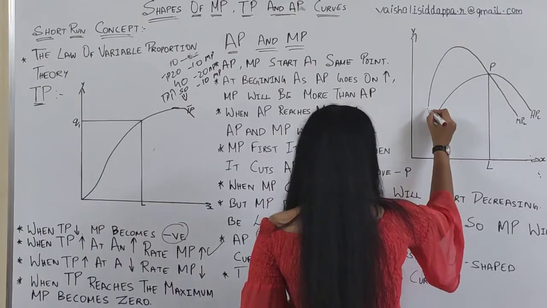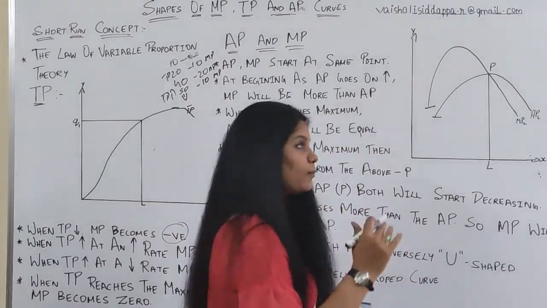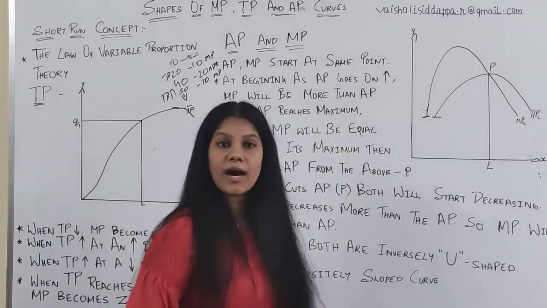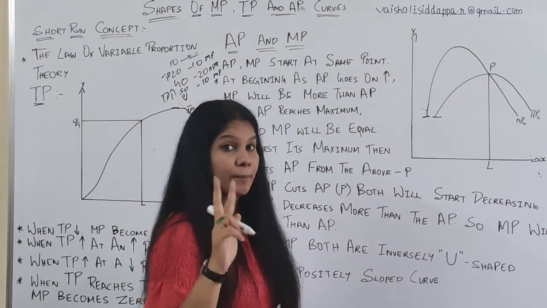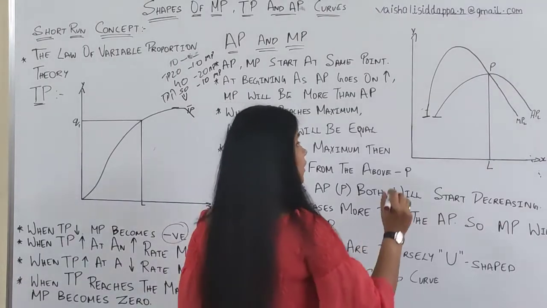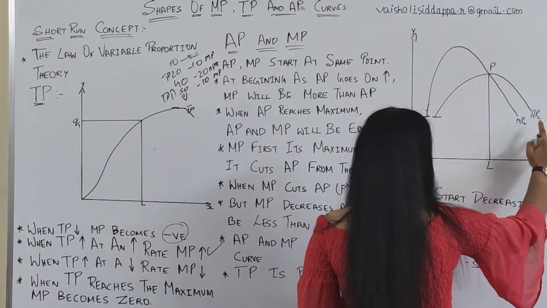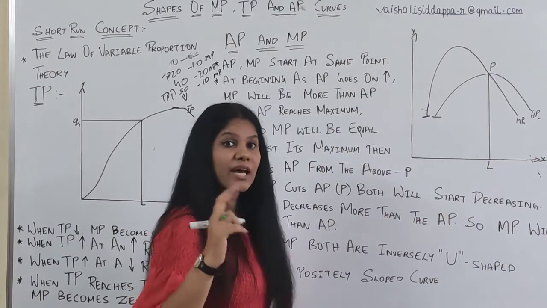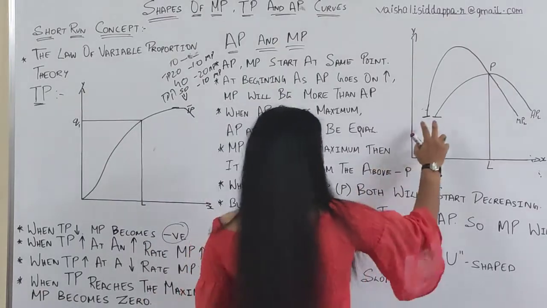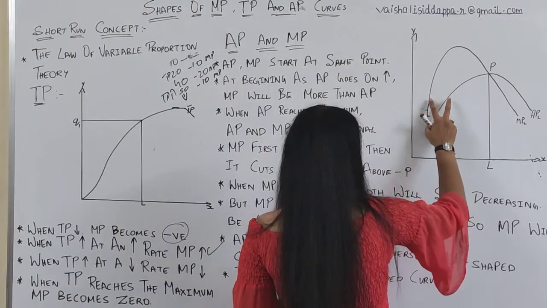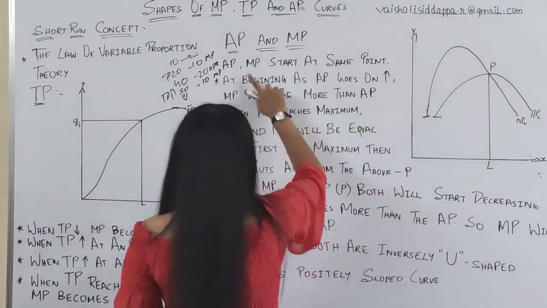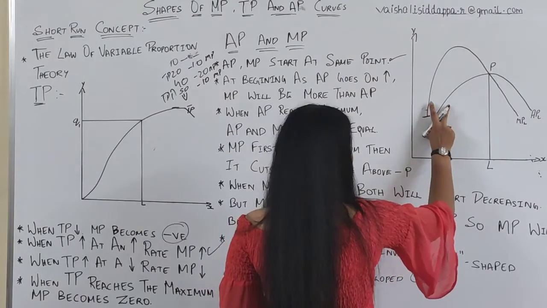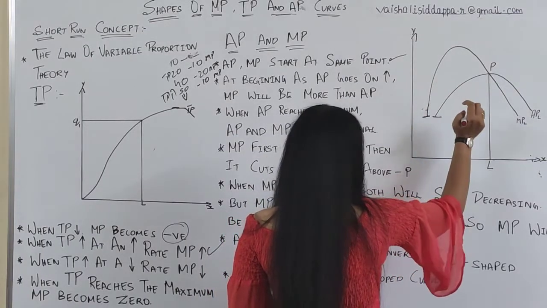They both are starting at the same point, almost the same point. Both means which one? MPL and APL. So in short, you can say MP and AP. At the beginning, AP and MP both start at the same point and both will start increasing. Can you see? They both are increasing.